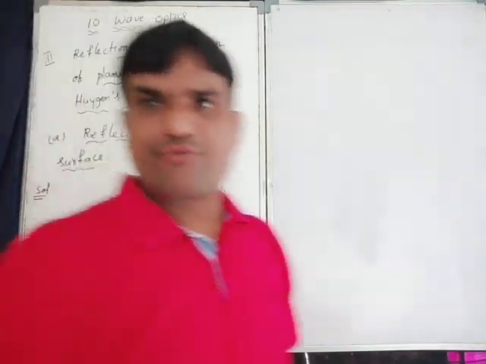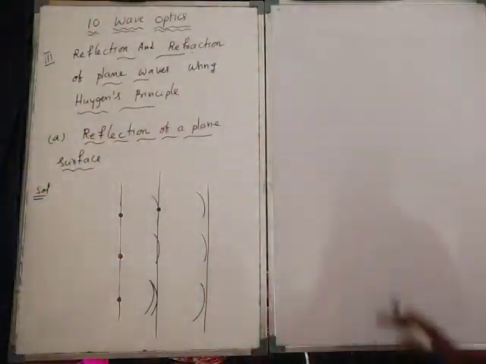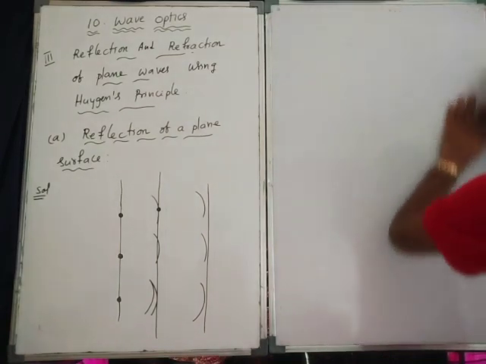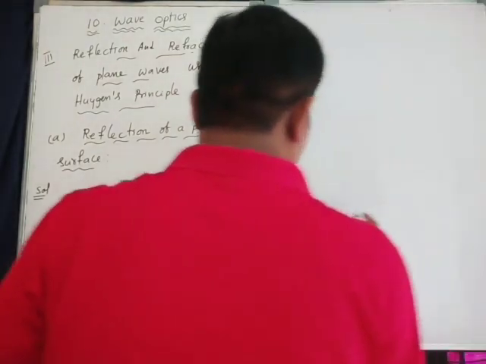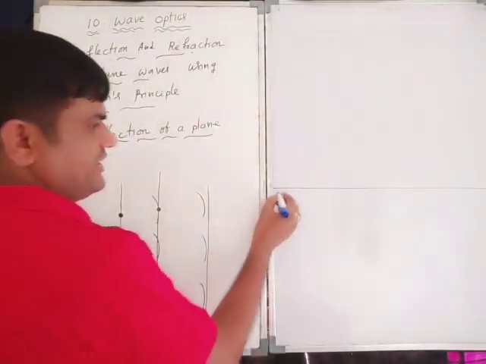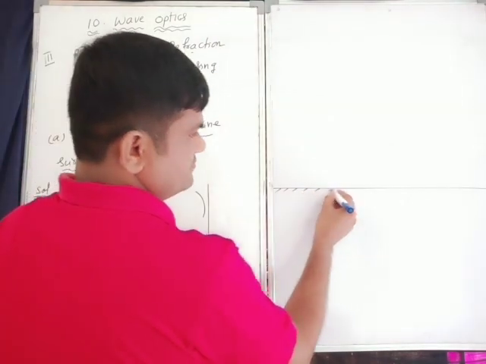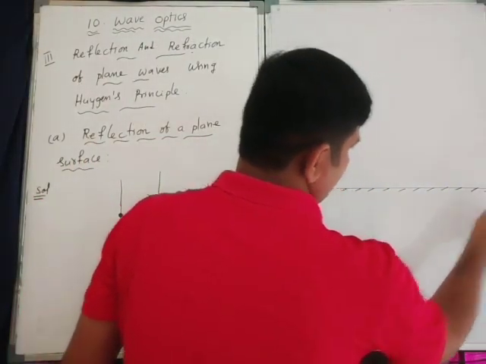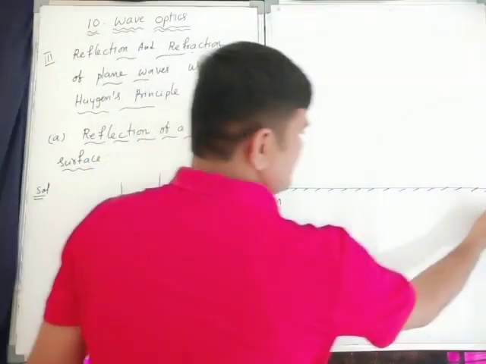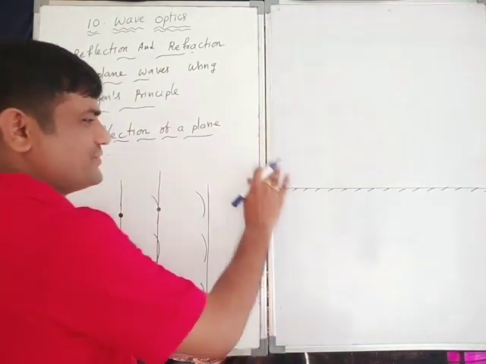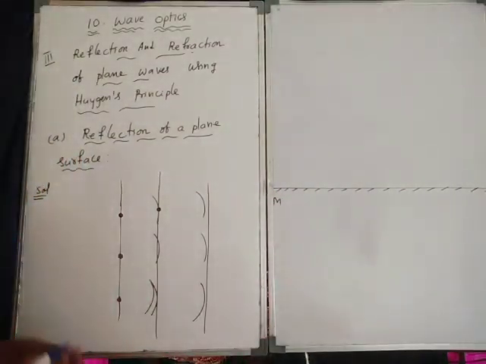Right. Now for reflection I want to consider a plane mirror. Sorry, plane mirror. Okay. So this is the plane mirror. I will consider it as a plane mirror M and N. Right. So I also basically remember here.